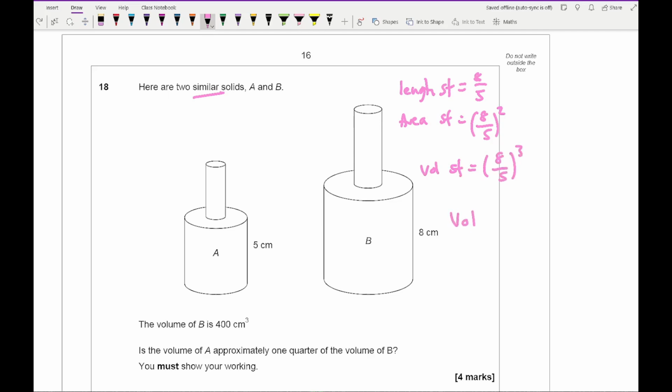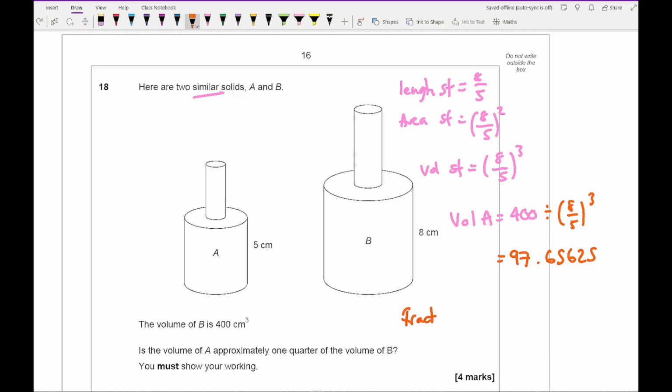So therefore, to work out the volume of A, it's going to be the volume of B, which is 400, multiplied, well, it should be divided by, because we're going smaller, 8/5 cubed. So the volume of A, if I type that into my calculator, 400 divided by 8/5 cubed, gives me an answer of 97.65625.